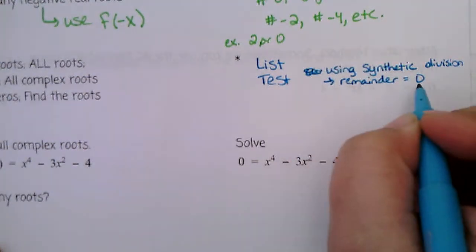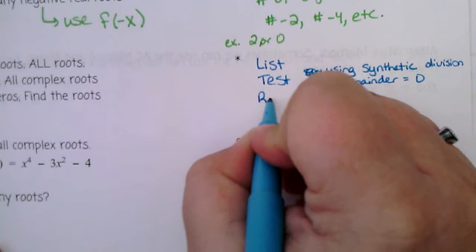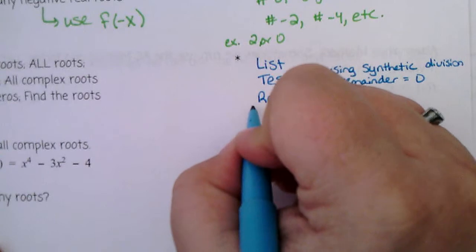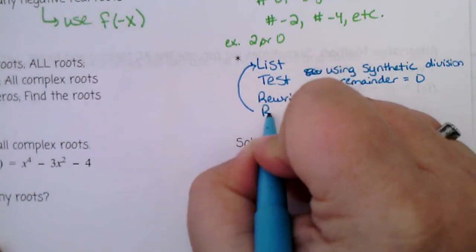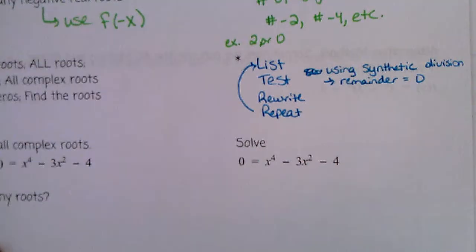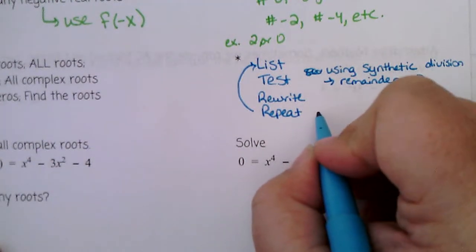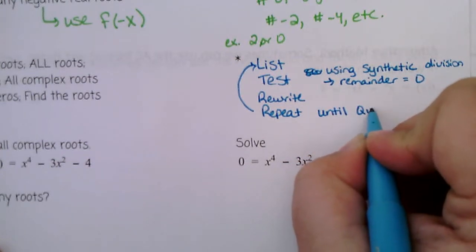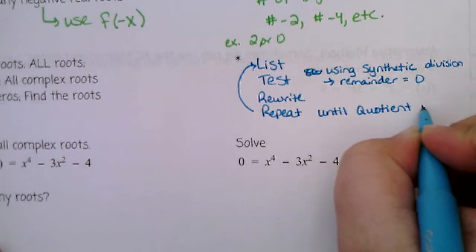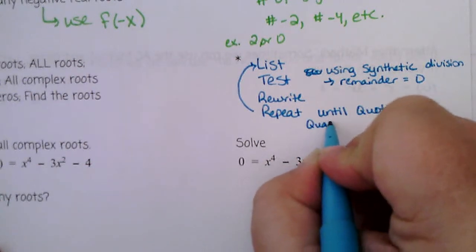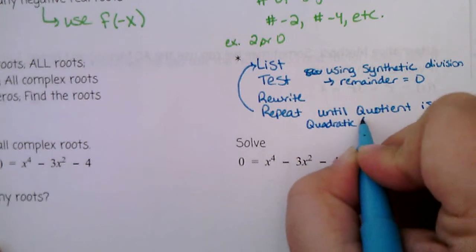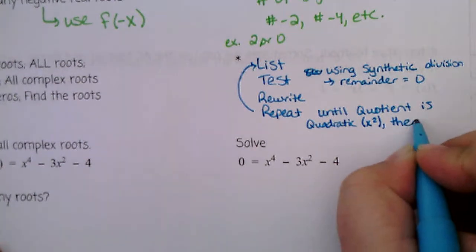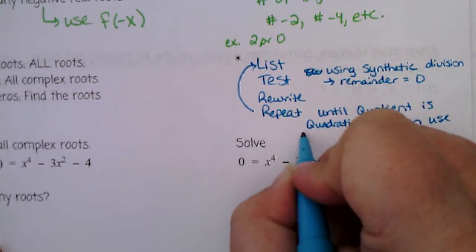After we list and test and find one that gives us a zero, we rewrite our polynomial and then use the new polynomial to repeat that whole process. And we go on and on. But we get to stop when the quotient, or our new polynomial, is quadratic. Now remember, quadratic is when the biggest thing is x squared. And once that happens, then we can use the quadratic formula.